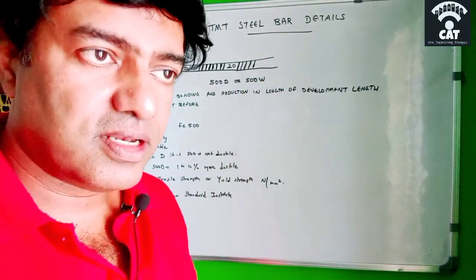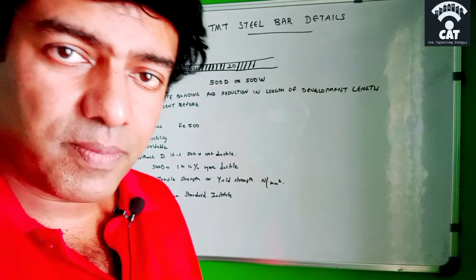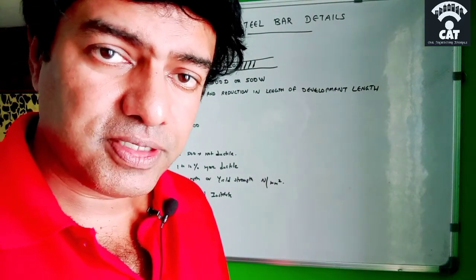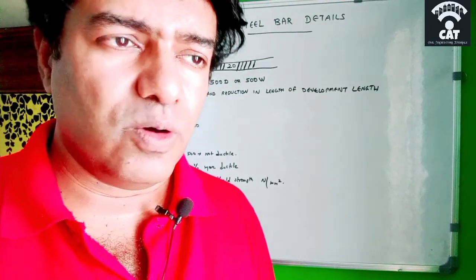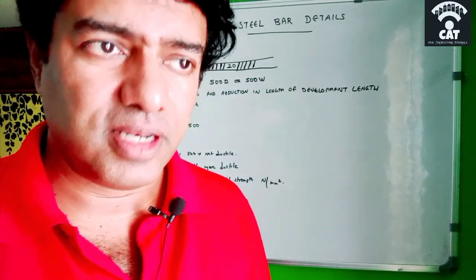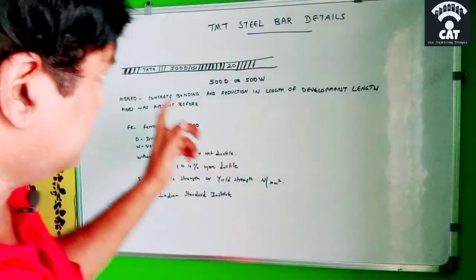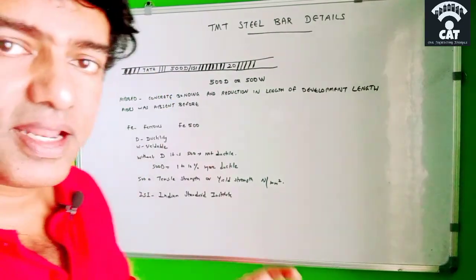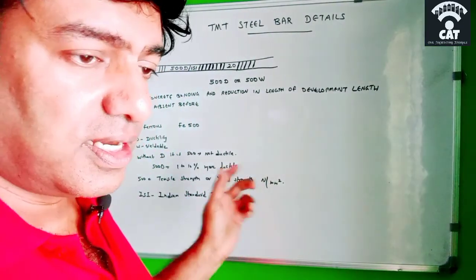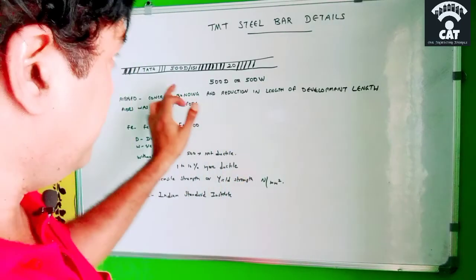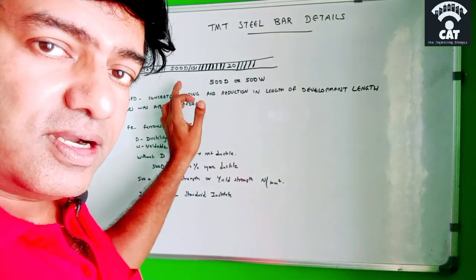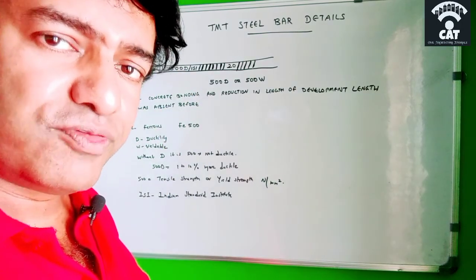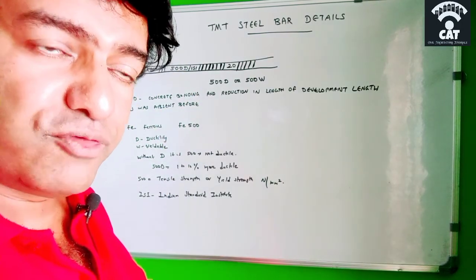Then when you examine the steel rod, you can see first the name of the company. It could be Tata, or any steel company. Just an example I am telling, Tata. The name of the company will be there. Then you can see Fe 450 or Fe 500.